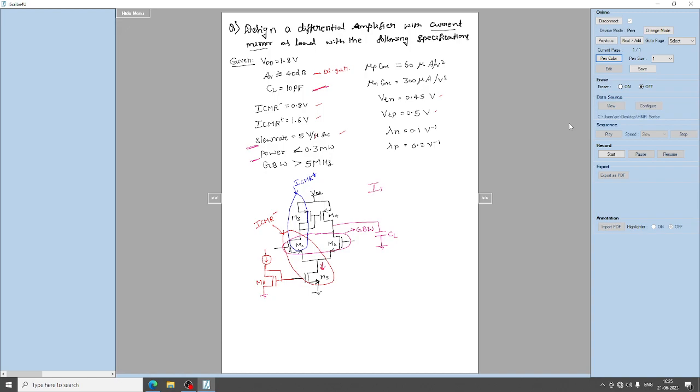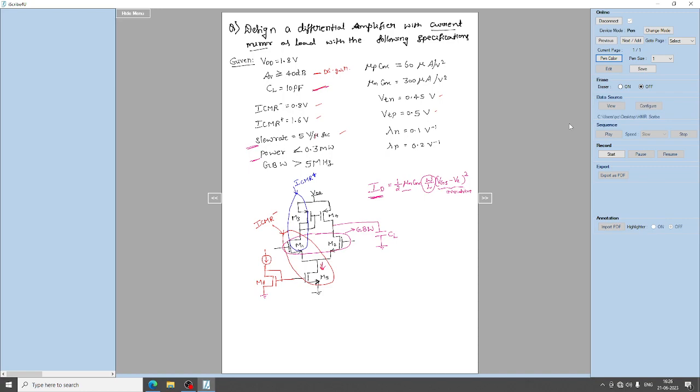Okay, the current equation we have is ID = 1/2 μn COX (W/L) (VGS − VT)², right? So this is the expression we use to find the aspect ratio. If we can find the current ID and the overdrive voltage, we can find the aspect ratio of the transistor by knowing the current flowing through it, whereas μn COX is the process transconductance, which has been given.